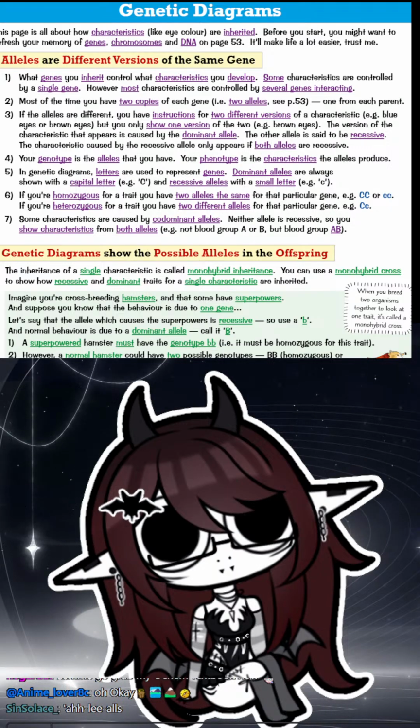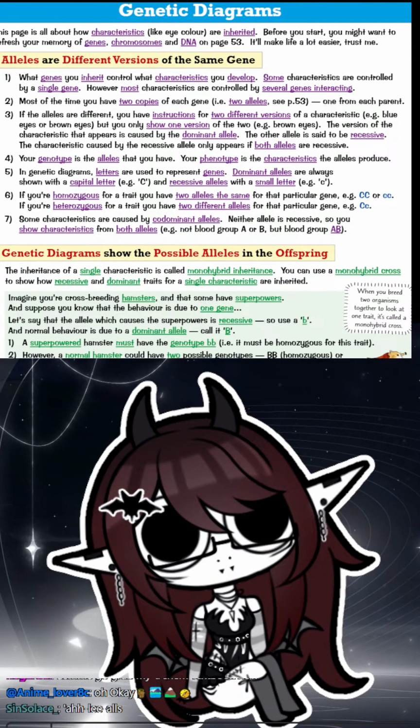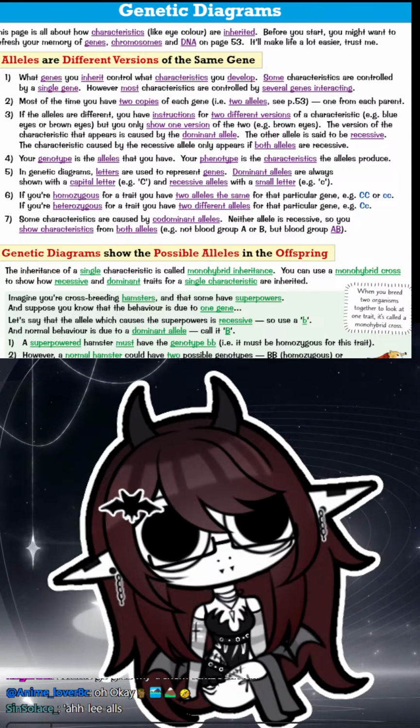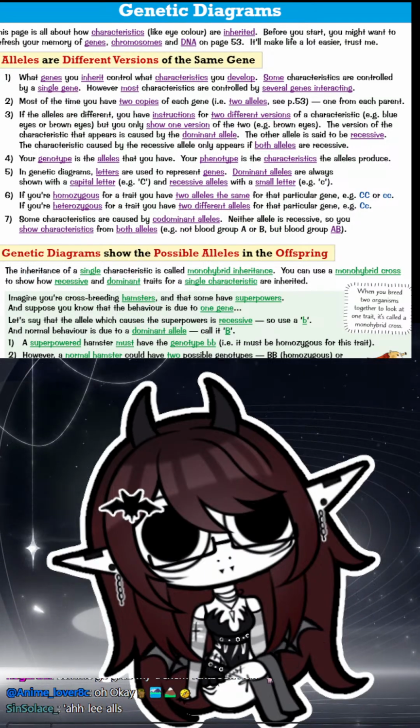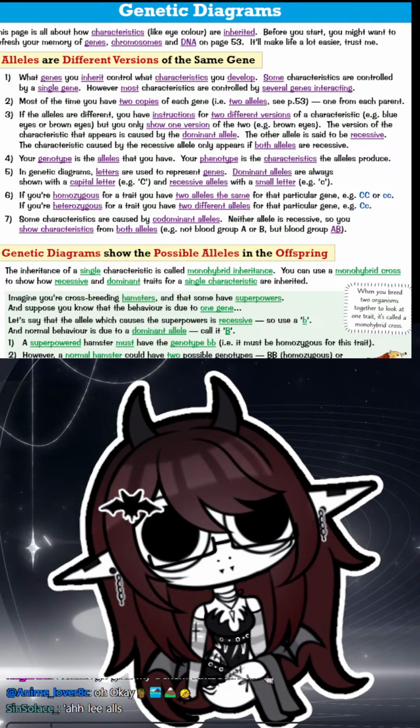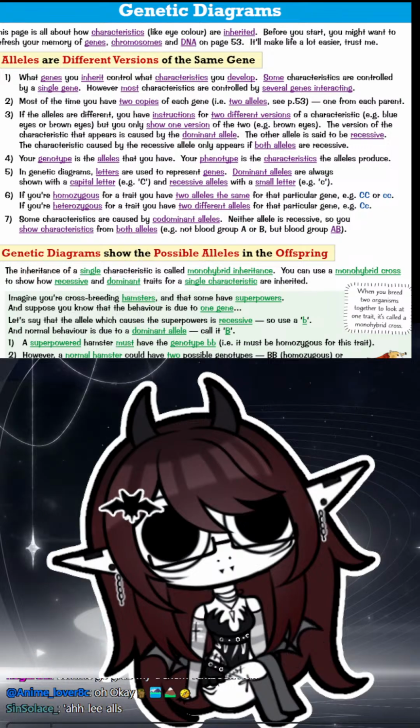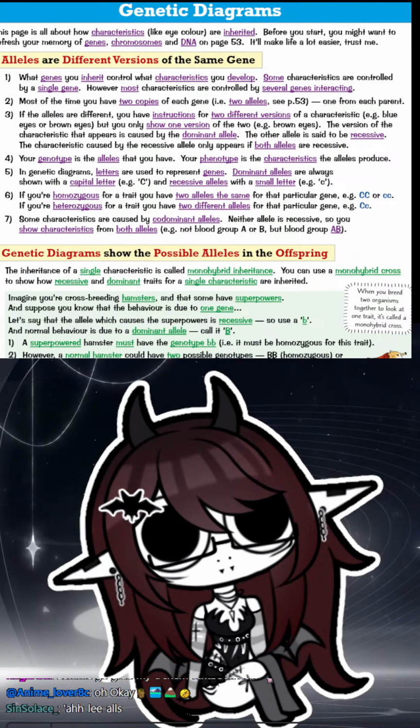If alleles are different, you have instructions for two different versions of a characteristic. For example, blue eyes or brown eyes, but you only show one version of the two. The version of the characteristic that appears is called the dominant allele. The other allele is said to be recessive. The characteristic caused by the recessive allele only appears if both alleles are recessive.